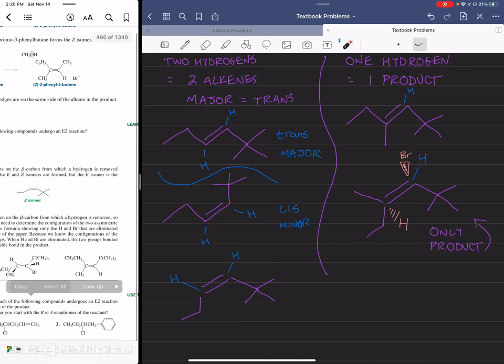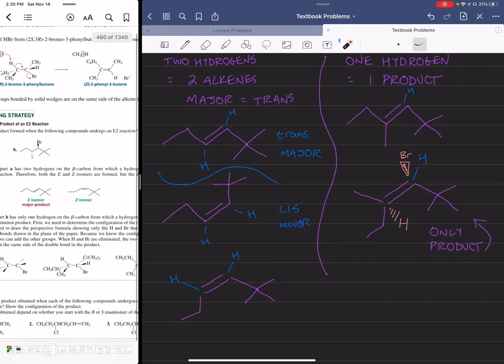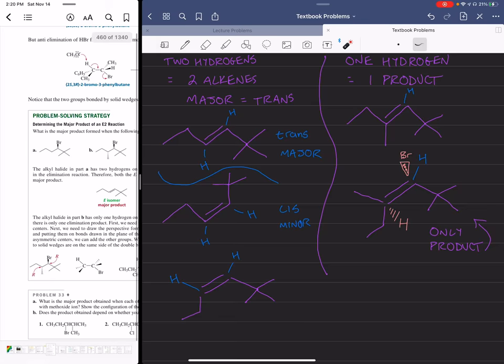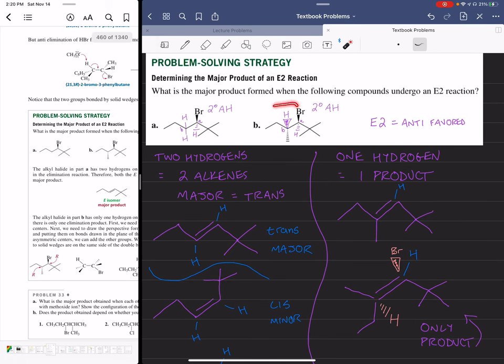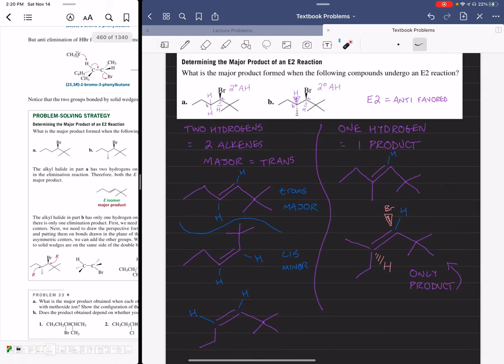See if it even says that. Because we know the configurations of the asymmetric centers, we can add the other groups. The two groups bonded to solid wedges are on the same side. Yeah, I think the way they did it was a lot more confusing. I think you just need to look at something like this and know that you need to make a rotation before you put your double bond in and lock everything into play. And remember, a double bond does not allow for rotation. This can't rotate anymore. This is all in the same plane. None of that is moving. If you make the model, you'll really see how that works. But anyway, this is E2 reactions.